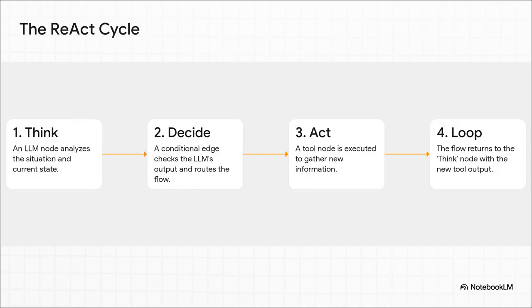And this is how it all comes together in that reason and act cycle we talked about. It's a loop. First, the agent thinks, using an LLM node to analyze the situation. Then that conditional edge, our traffic cop, decides. It checks the LLM's output. Does the agent need more info? If the answer is yes, it routes the flow to an act node, which uses a tool to go get new information. That new info comes back, and the flow loops right back to the beginning, to the think node, so the agent can reevaluate with this new context. And it just keeps cycling through that loop, think, decide, act, loop, until the job is finally done.